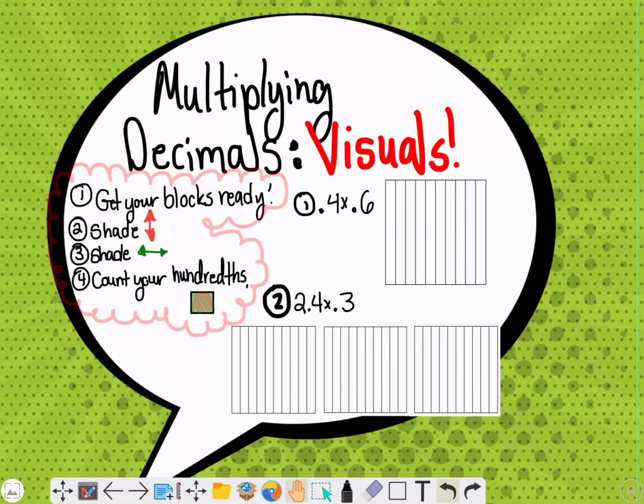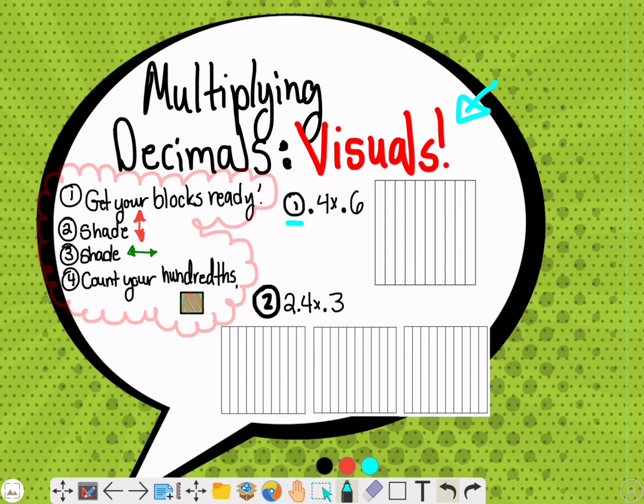So a question I get kind of consistently is how does it look whenever you do a visual for multiplying decimals? There's a couple steps. If I was you, I would screenshot this at the end so you know the steps and then have a couple visuals that go with it, because we're going to do two examples, one right here, one right here. So we have a decimal times a decimal and a whole number times a decimal.